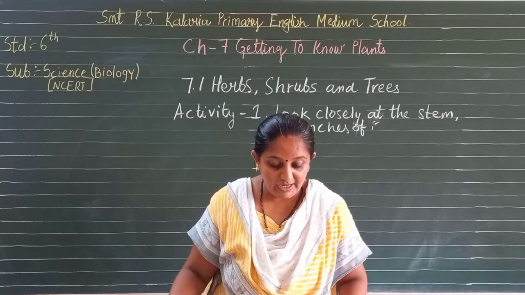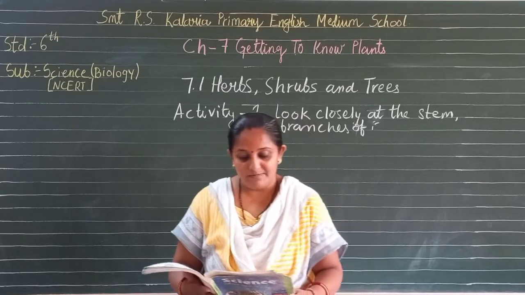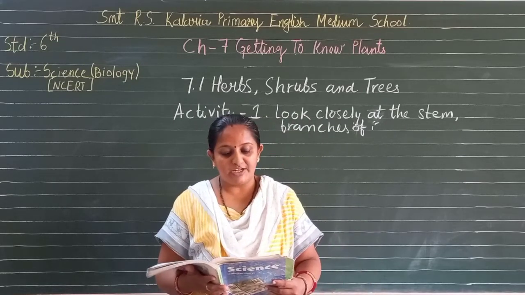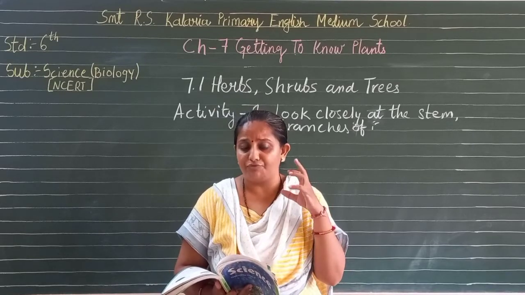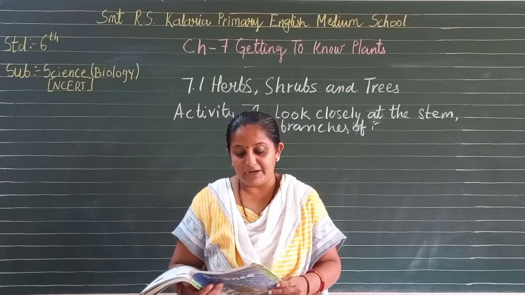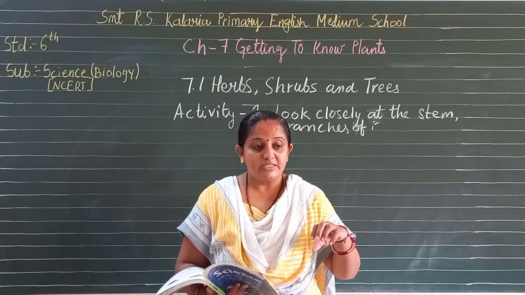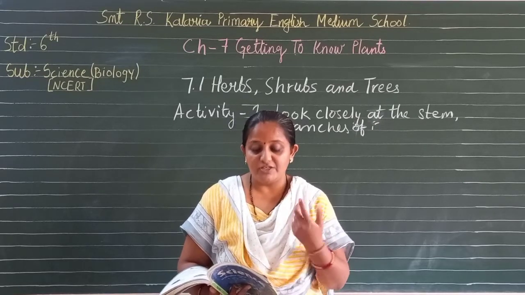Now plants with green and tender stems are called herbs. They are usually short and may not have any branches. Okay, the herbs do not have branches and they are very green, soft and tender. Some plants develop branches near the base of the stem. The branch appears right from the side of the stem.